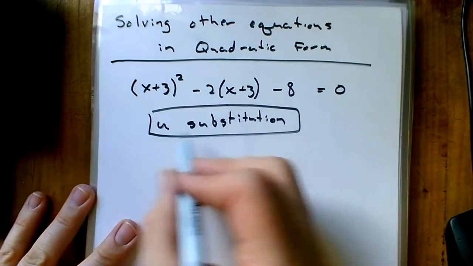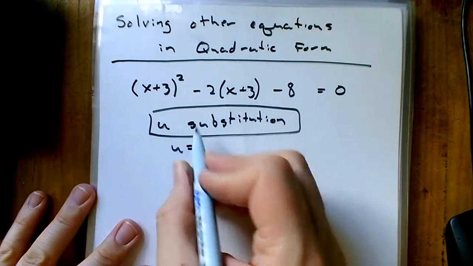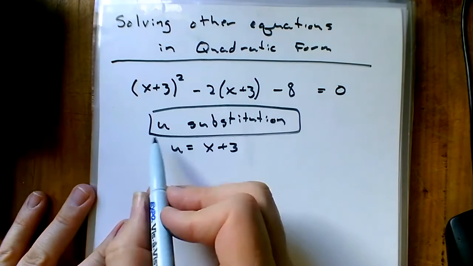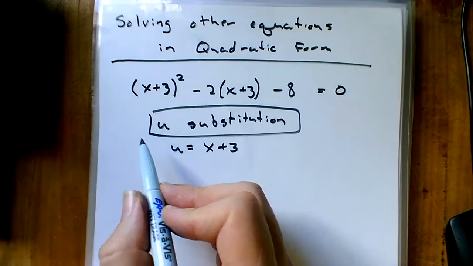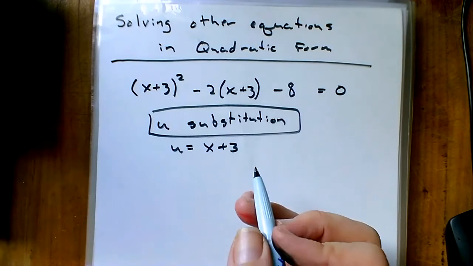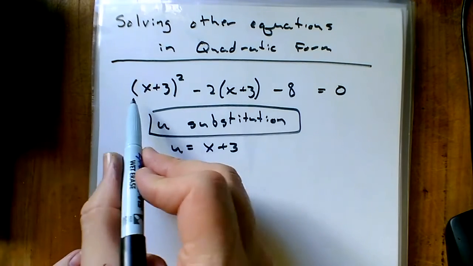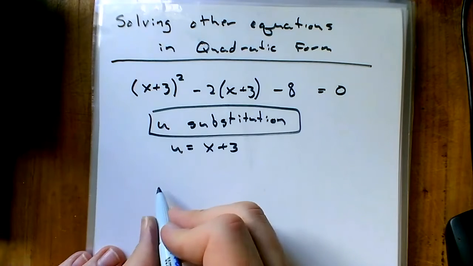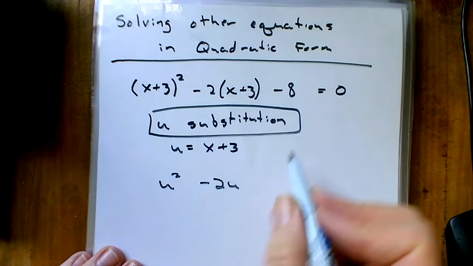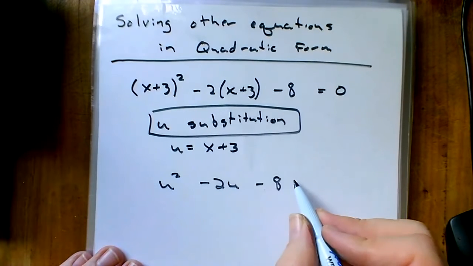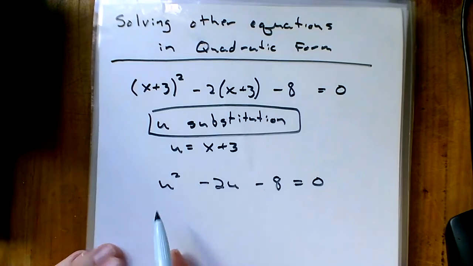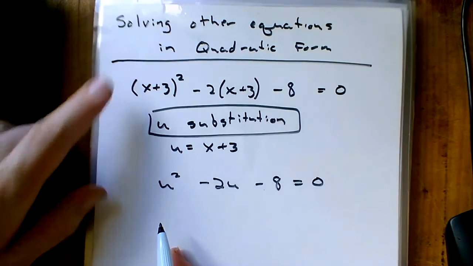And what we're doing here is we're just going to say u is equal to this thing, that x plus 3. Now, you could use a different variable. You could use y, we could use v, we could use w. Just as long as it's a different variable, we could substitute it in. But now, instead of (x + 3) squared, I will have u squared. It's going to be minus 2u, and then minus 8. That's equal to 0. This is considerably easier to solve than our original one was.